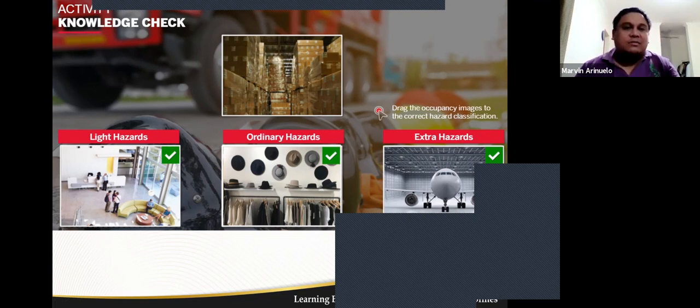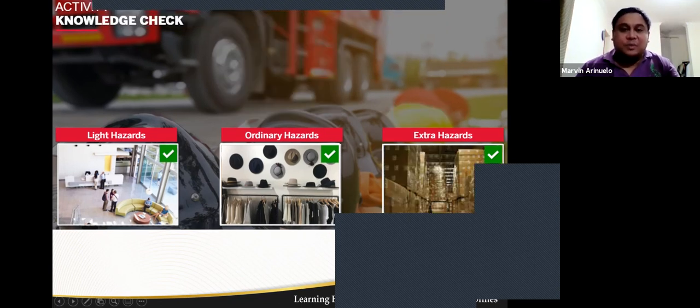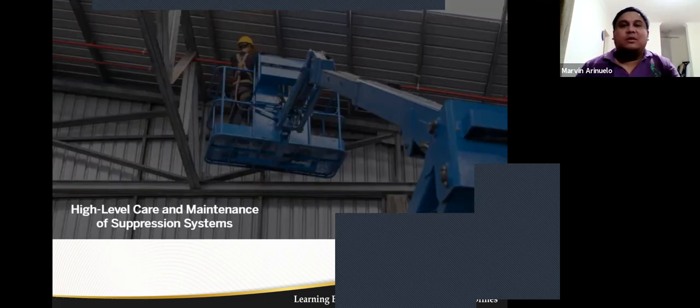And this one, warehouse with very high piles, there are racks and a pile of material. This is extra hazard, okay. Because if you see, the classification normally depends on the volume of the combustible material.